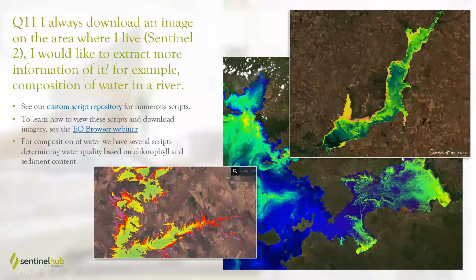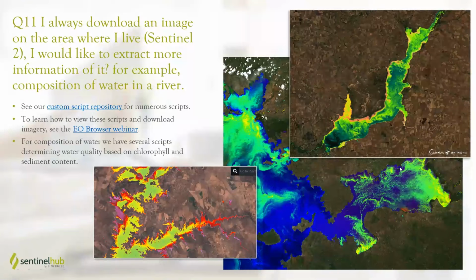Question number 11. I always downloaded an image on the area where I live, Sentinel-2. I would like to extract more information of it, for example, composition of water in a river. So again, I would advise you to explore the custom script repository, which has so many scripts, and you might even find some interesting ideas that you would like to explore for your area. Also, if you're not familiar with how to actually use these scripts and download imagery, you can see your browser webinar and also our scripting webinar.